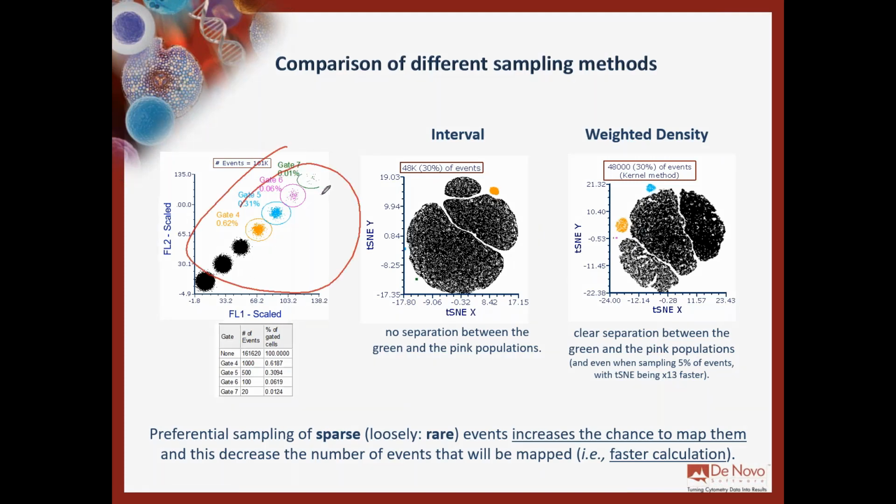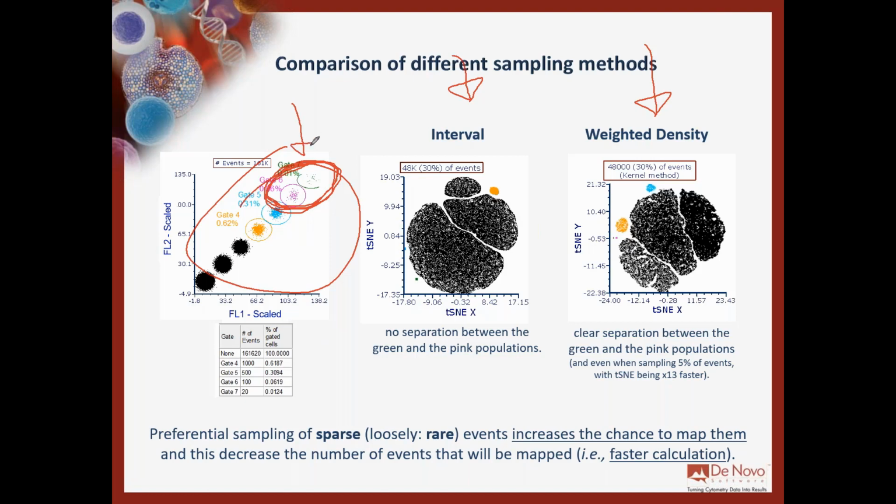This is the same data set, and those are the same cells as before. This is tSNE on the interval sample data set. This is tSNE on the weighted density sample data set. The game I was playing is to see whether tSNE can find out that those two populations are two different populations. So I was expecting to find two different islands, one red and one pink. Okay, that was my hope.